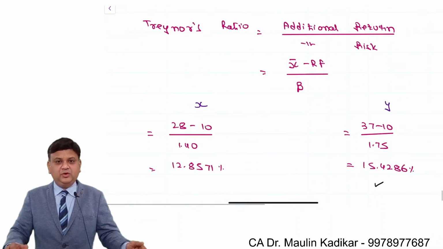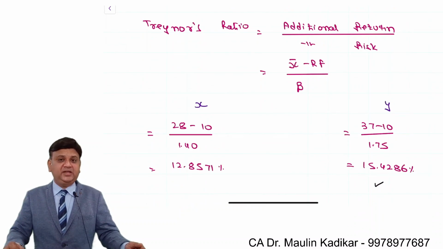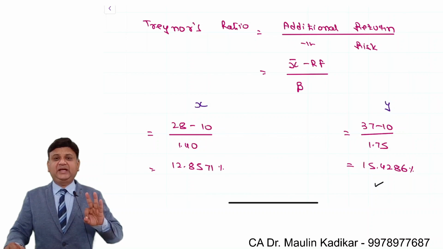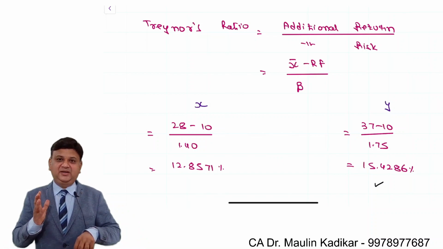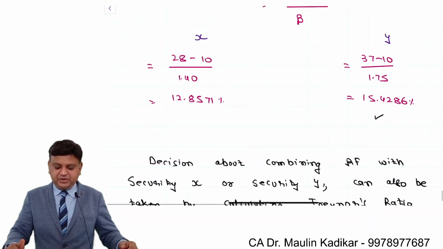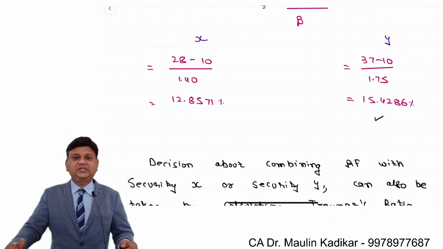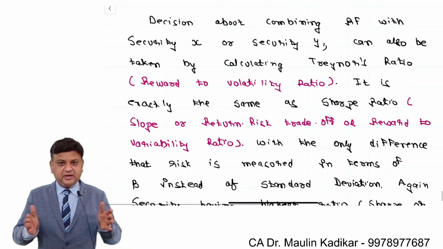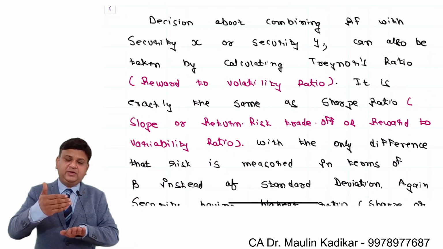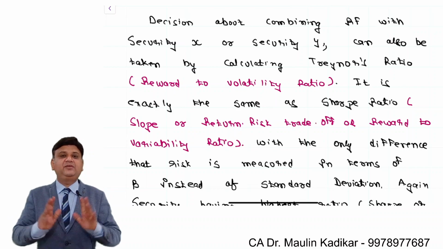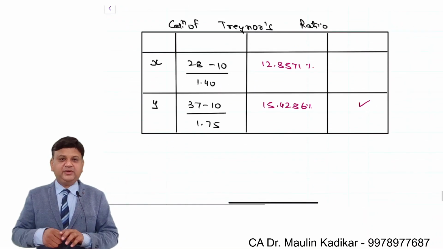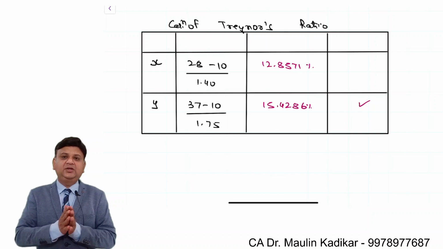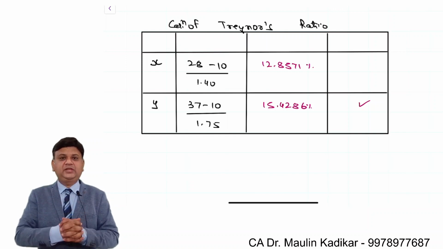Basically, the new point over here is the Treynor's ratio. Treynor's ratio is exactly the same as the Sharpe ratio, with the only difference that in the division, instead of standard deviation, you will keep beta. With that, you can make the computation of the Treynor's ratio. The security having higher Treynor's ratio should be combined with Rf for generating the highest return for any given level of risk. That is what we understand, and the Treynor's ratio answer we compute corresponds to the working that we already have made.